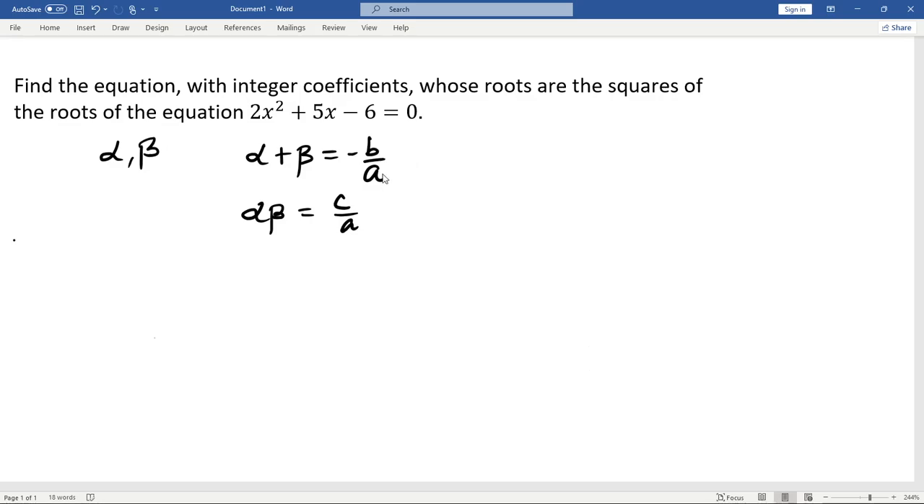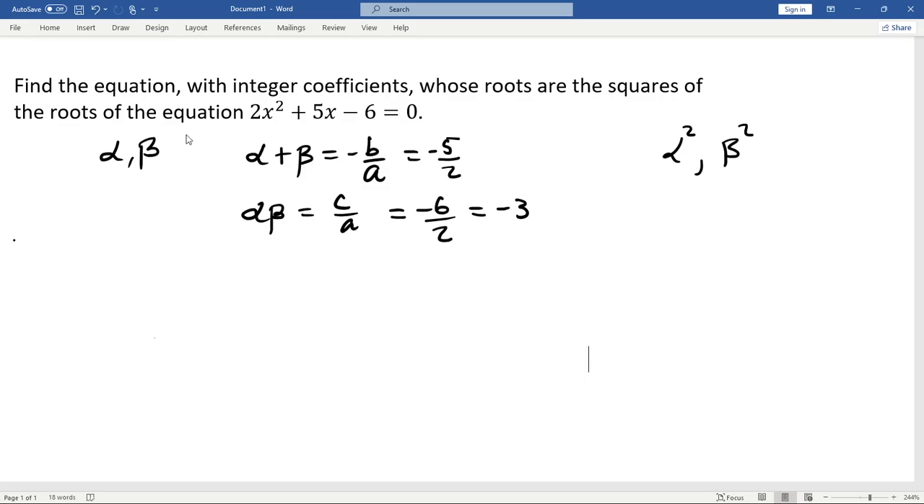So I can plug in the values of b, a and c from this equation. The sum is simply going to be negative 5 over 2, and the product is negative 6 over 2, which will give us negative 3. Now, we're trying to find an equation whose roots are the squares of the roots that we have here. Meaning that if the first roots were alpha and beta, then the second roots, the squares of these roots, are simply going to be alpha squared and beta squared.